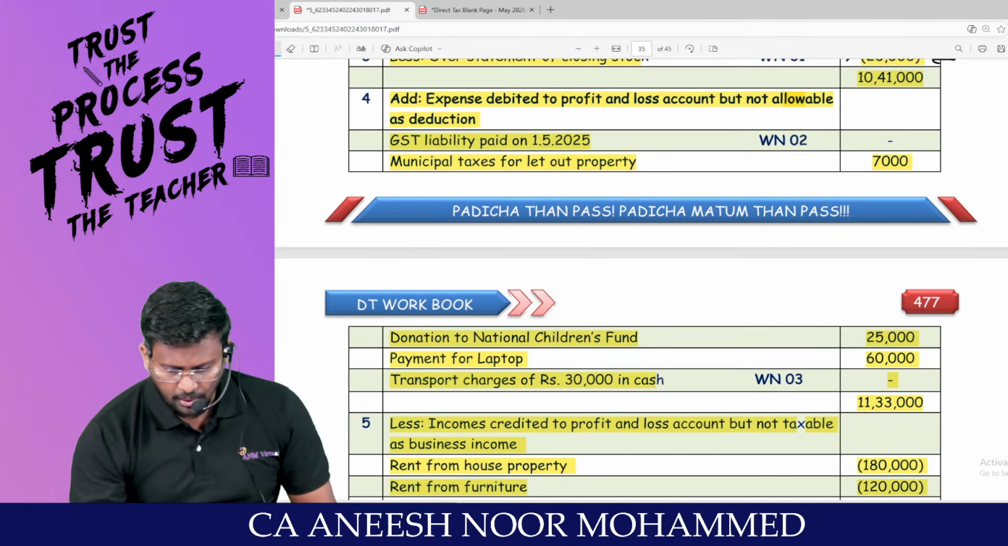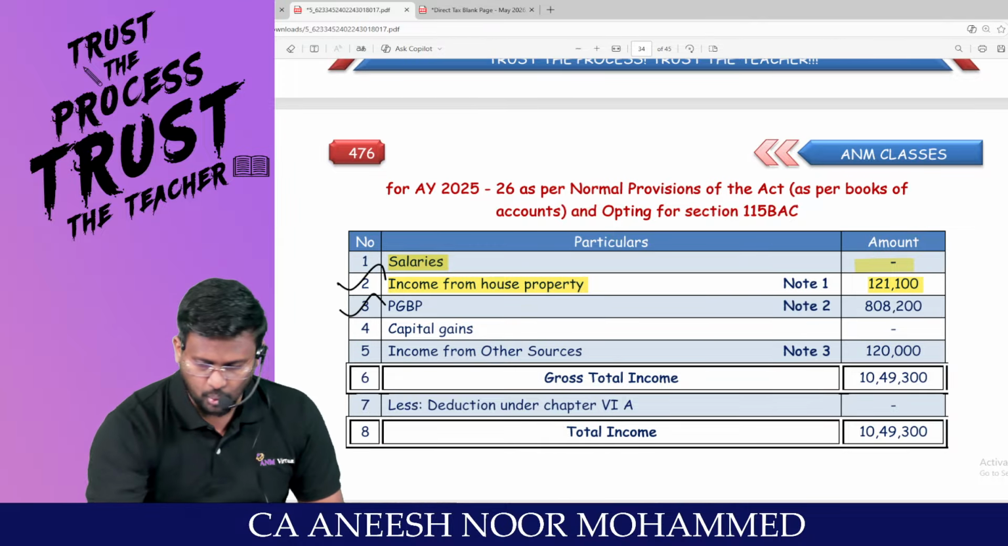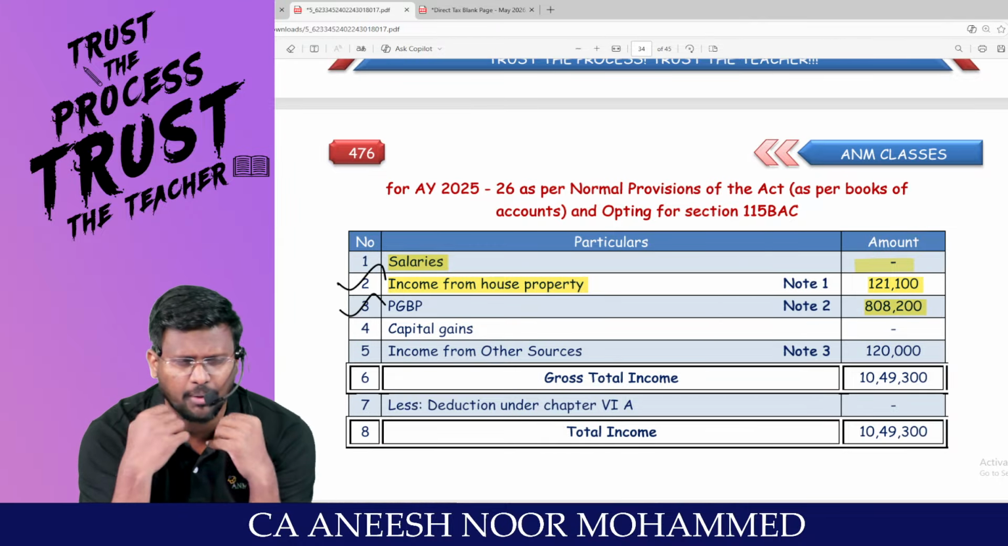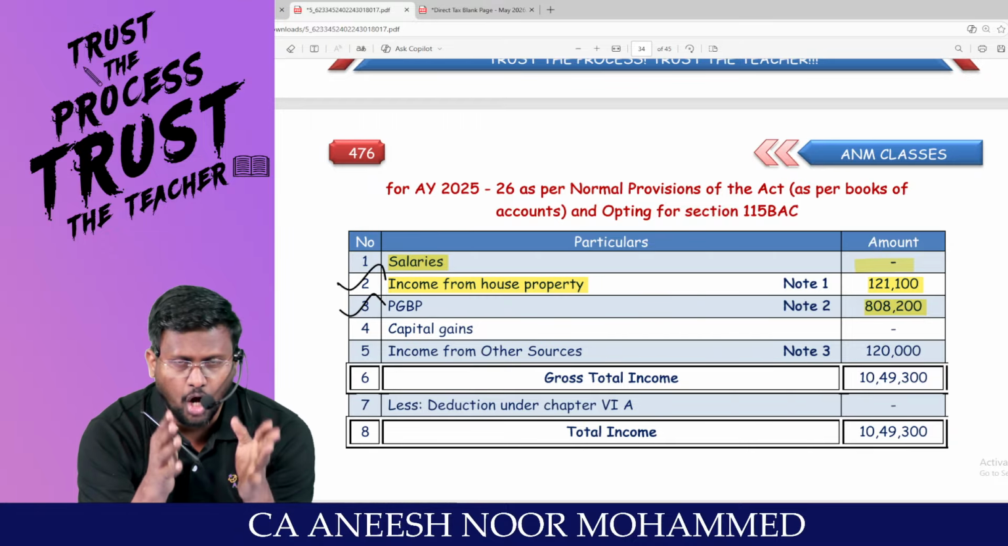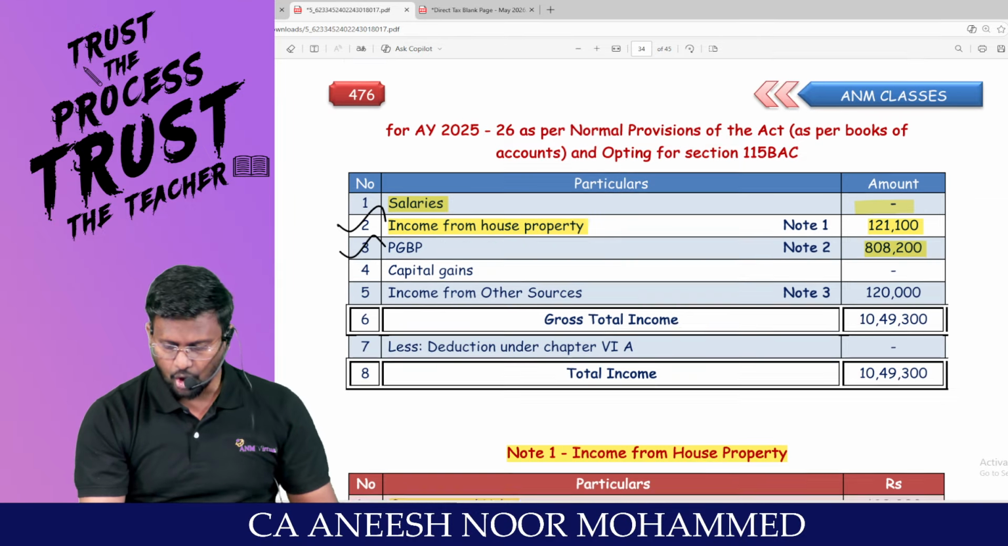With regard to the what? PGBP. You will be getting PGBP of 8,08,200. Let me ask you a question. How have you computed this PGBP? Not by travelling through the presumptive taxation route, but by travelling through the normal route.